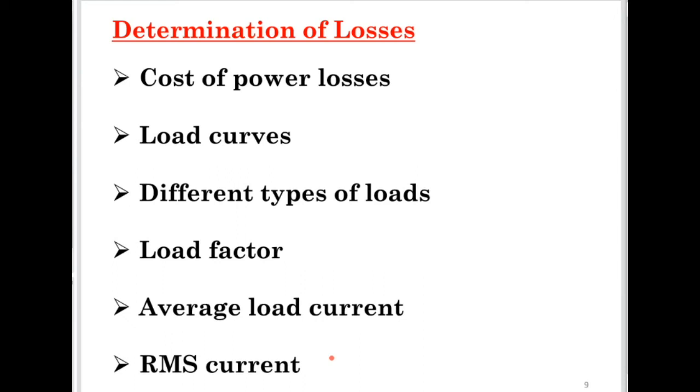and RMS is what? Average over root 2 is not correct. Write the correct one quickly.